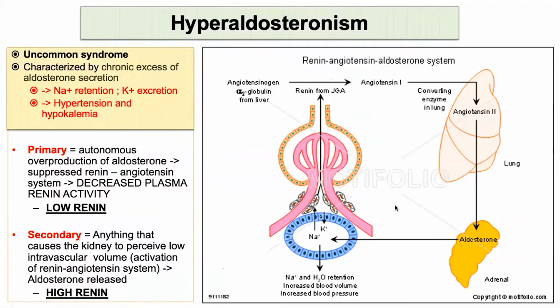So how do we differentiate whether it is primary or secondary? We look at the renin level. In this case, the renin will be high. So aldosterone increases because the high renin increases the activation of the renin-angiotensin system. Okay, understand?